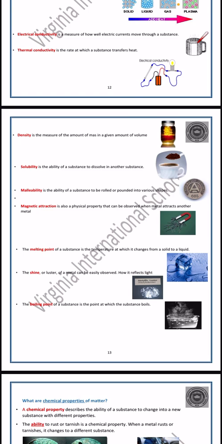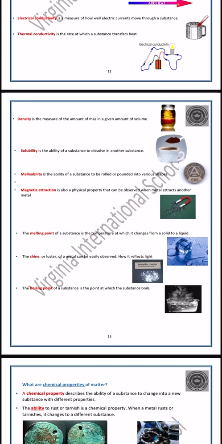We also have physical properties like magnetic attraction. What's magnetic attraction? Magnetic means a magnet, and attraction means that this substance will be attracted to the magnet. So magnetic attraction is also a physical property, which can be observed when metals are attracted to a magnet. Also, we have the melting point.